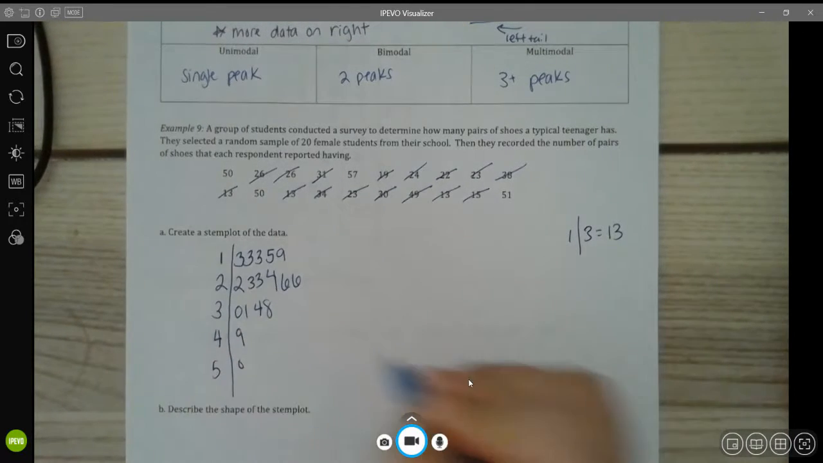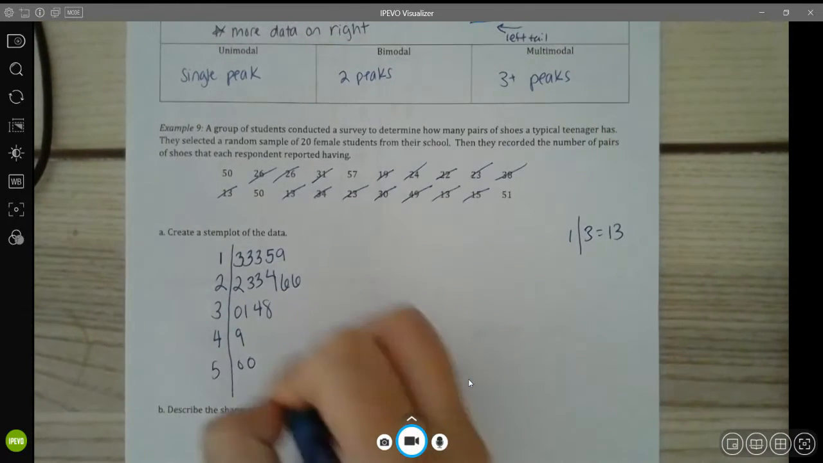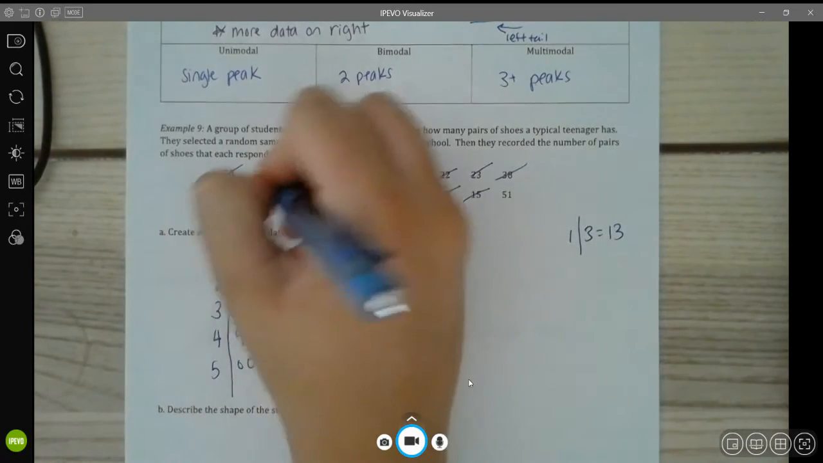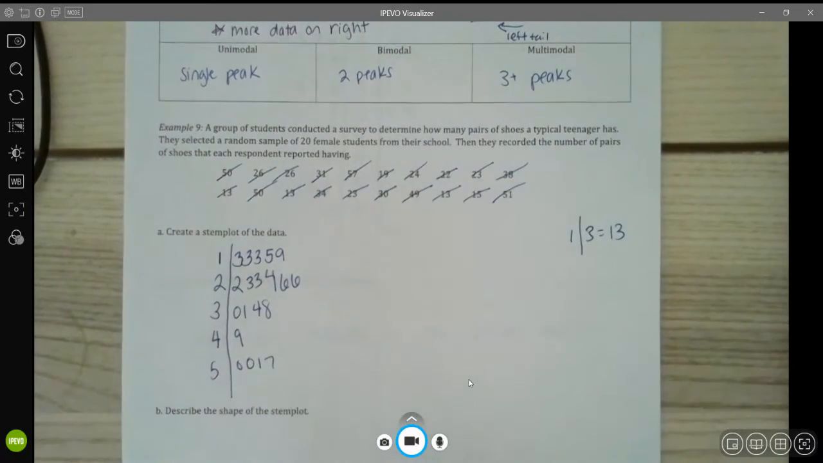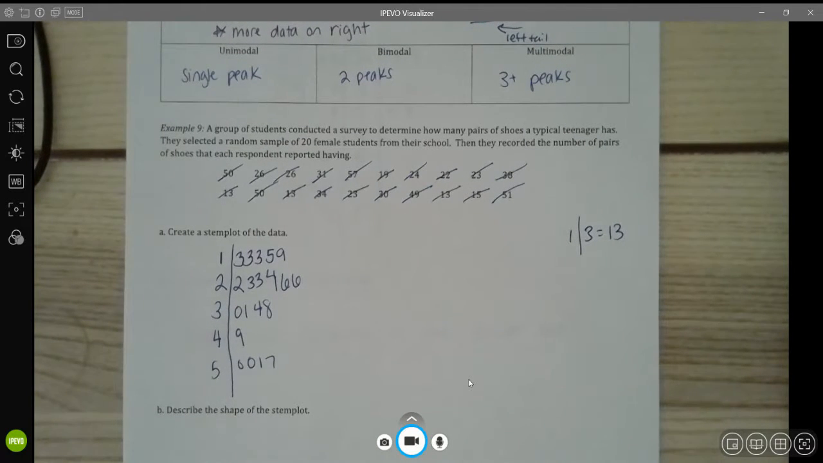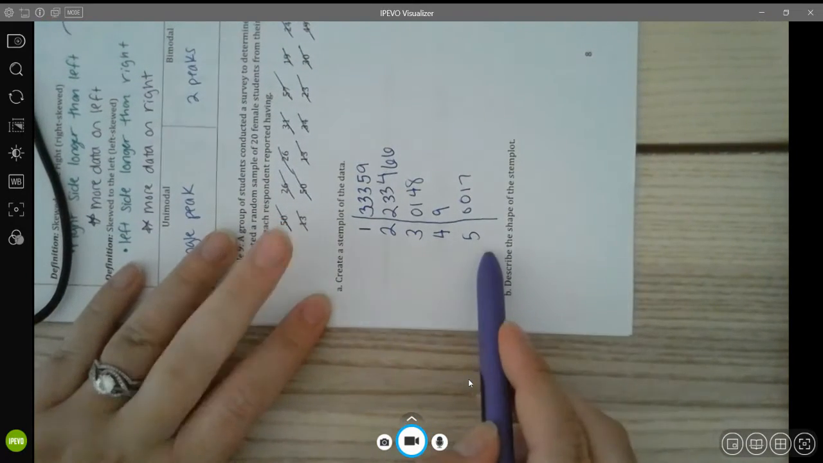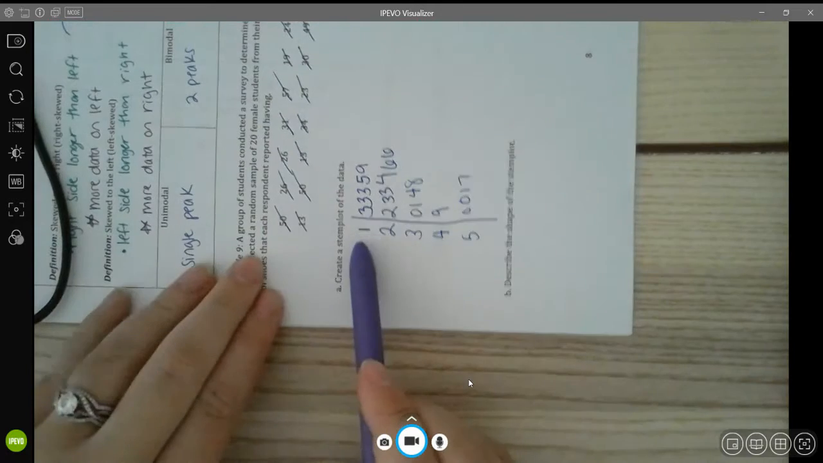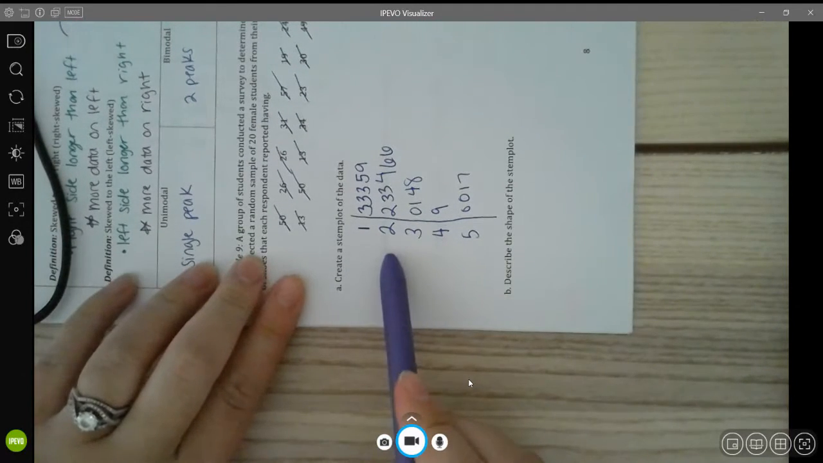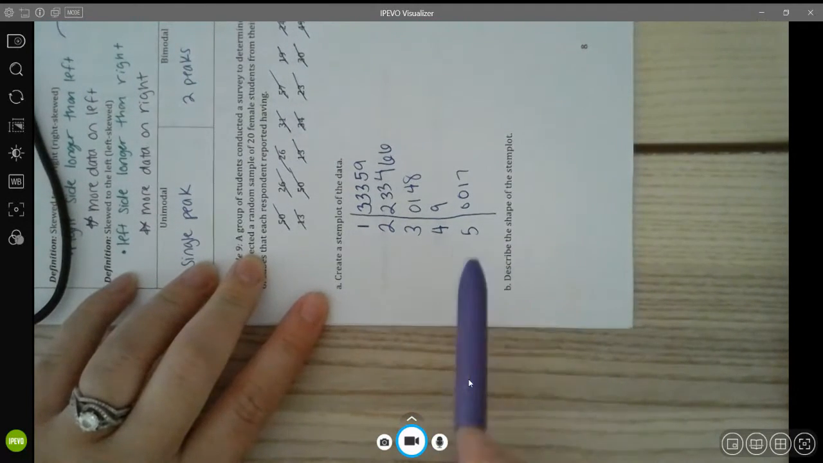In the 50s, I have 50 twice, 51 and 57. Okie dokie, so there's my stem plot. We need to describe the shape of the stem plot. Now, what's kind of cool about stem plots is that they can function kind of like a dot plot. If I turn my paper to the side, this is kind of like having a dot plot, a little bit, if I grouped all the 10s together, all the 20s together, all the 30s together, and so on.